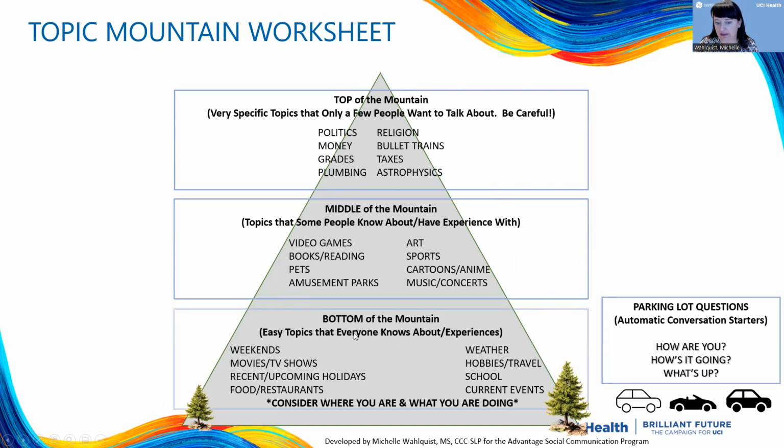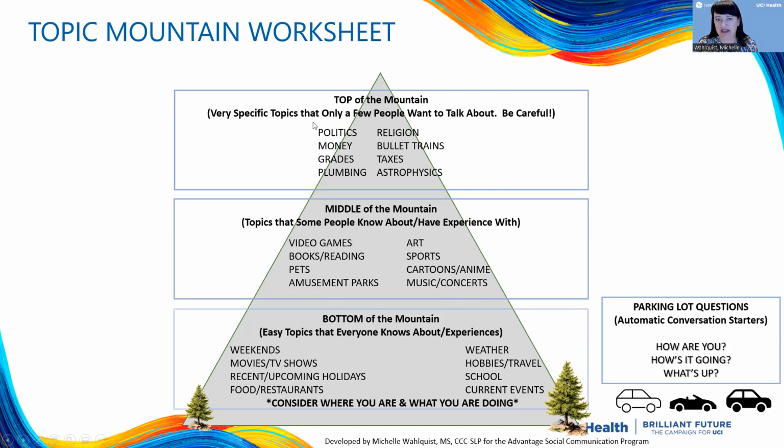So bottom of the mountain topics that everyone knows about, could be weekends, movies, upcoming holidays, food, restaurants, weather, hobbies, travel, school, current events. So those are good topics to start any conversation with, to ask about. If you know a person pretty well, you could start by asking questions in the middle of the mountain. These are topics that some people know about or have experience with. So like video games, books, pets, music, concerts, sports, things like that. But not everyone's going to want to talk about this. So you might start at the bottom of the mountain and eventually kind of work your way up to the middle of the mountain.